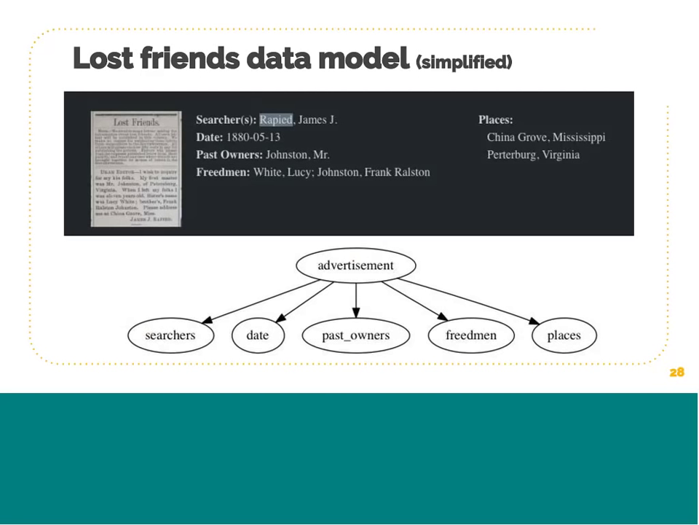Here, for example, is a basic diagram of the data model that I can see being used in the Lost Friends site. You've got the advertisement, the date, the searchers and freedmen, the past owners, and the places that are involved in each ad.